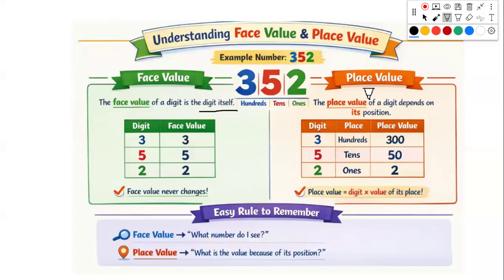But when it comes to place value, you need to understand the difference between face value and place value. In 352, 2 is in the units place, 5 is in the tens place so its actual value is 50, and 3 is in the hundreds place so its actual value is 300. So face value is the number I see, and place value is the value because of its position.